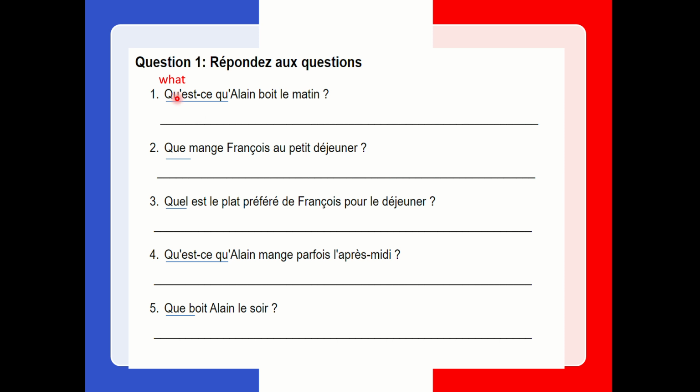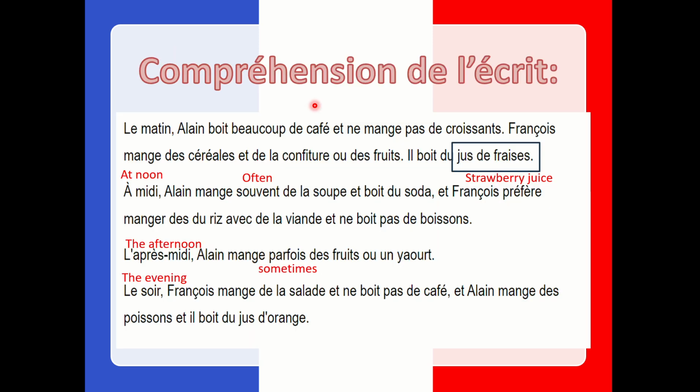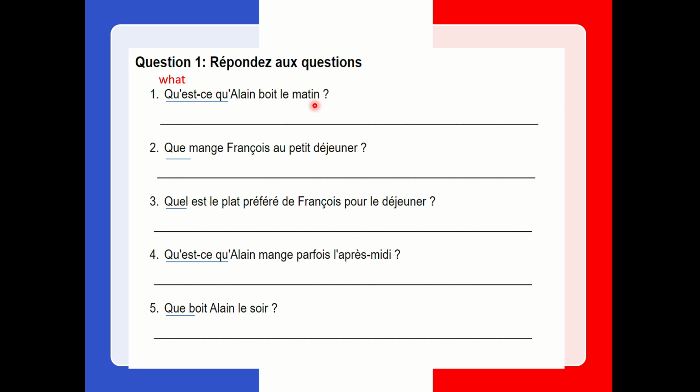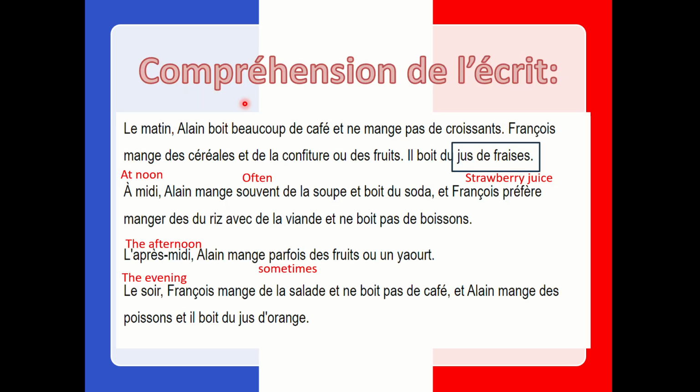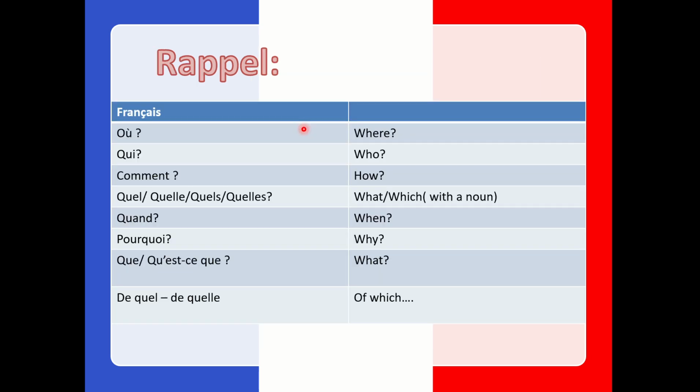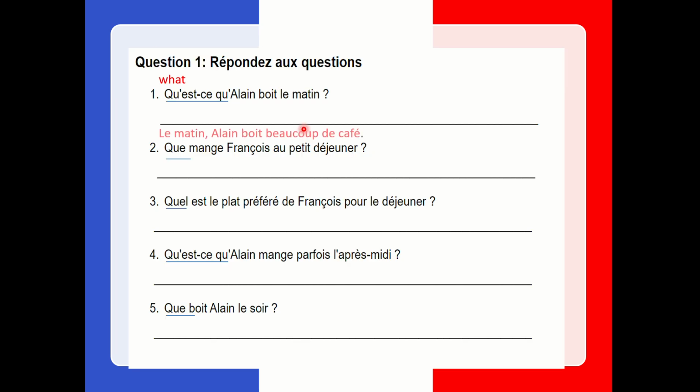So it's easy. Qu'est-ce que Alain boit le matin? This is comprehension de l'écrit. This is reading comprehension. So the answers are not from my head. They are from the text. I go look for Alain boit le matin. I go back to the text. Where is Alain? So I have Alain boit, and we have the word matin. So the answer is here. So Alain boit beaucoup de café. This is my answer. He drinks a lot of coffee.